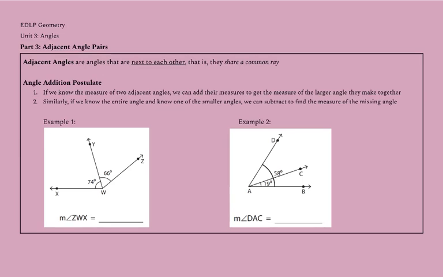Adjacent angles are angles that are next to each other. They share a common ray. So if I'm looking in this first image, it looks like there's a lot going on. But at the core, I see an angle XWY right next to YWZ. And they both share ray WY.